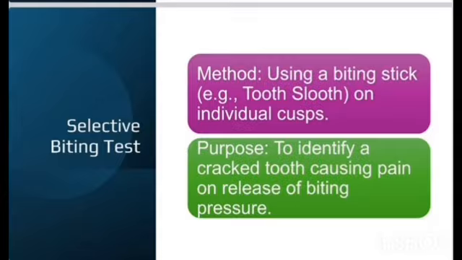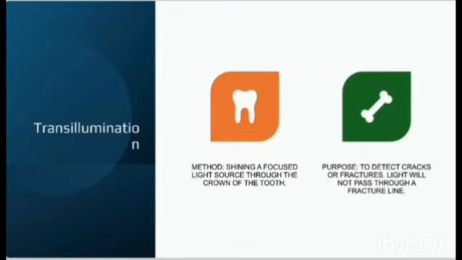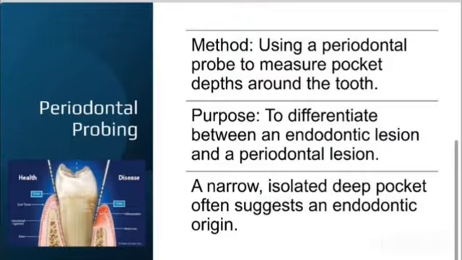the biting pressure. And then because the type of fracture, like the amount of propagation, cannot be identified with the biting test, we go for transillumination. So a focused light is shined through the crown of the tooth to detect cracks or fractures, as light will not pass through the fracture line. Periodontal probing can also be done to identify if it is of endodontic origin or periodontal origin.